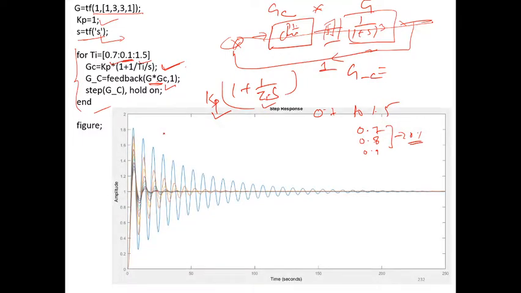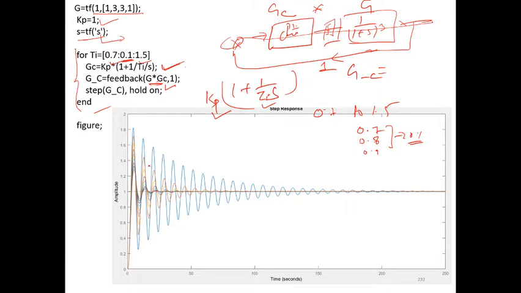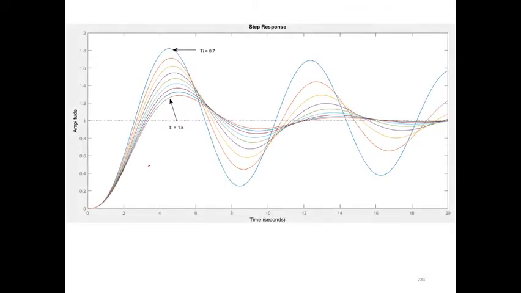Now you can see here the response of the system by varying the different values of tau I. When we zoom this picture, this type of response will come. You can see that as we increase the value of tau I, the oscillation diminishes, and the best response will come at tau I equal to 1.5. However, at tau I equal to 0.7 the response is highly oscillatory. So as tau I increases, the oscillation decreases.